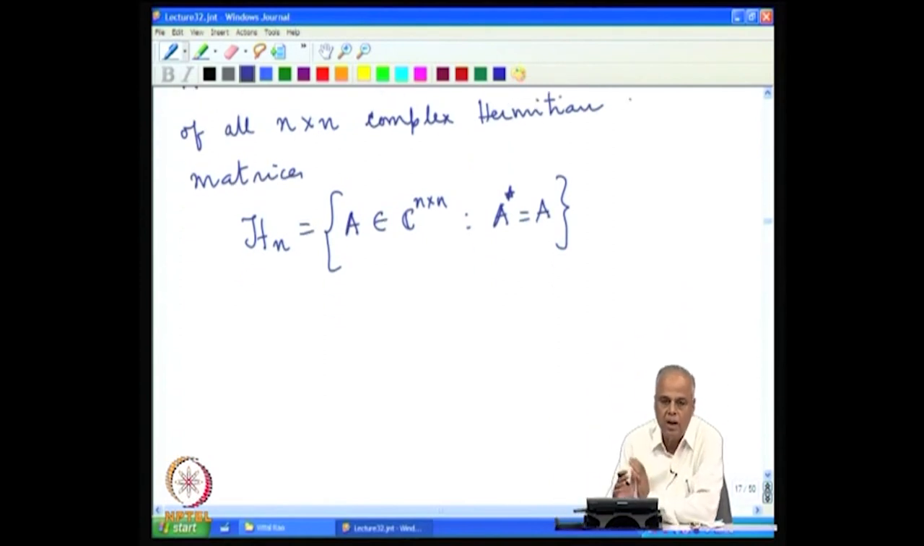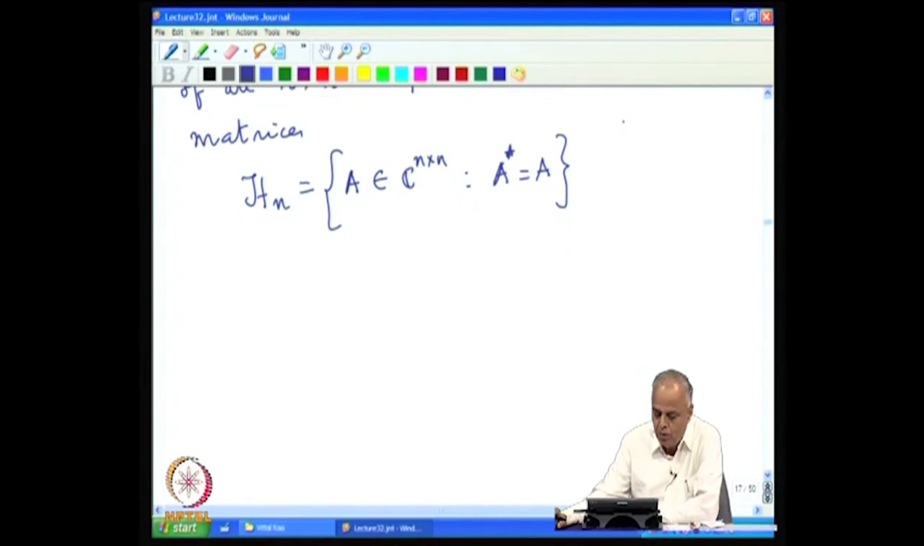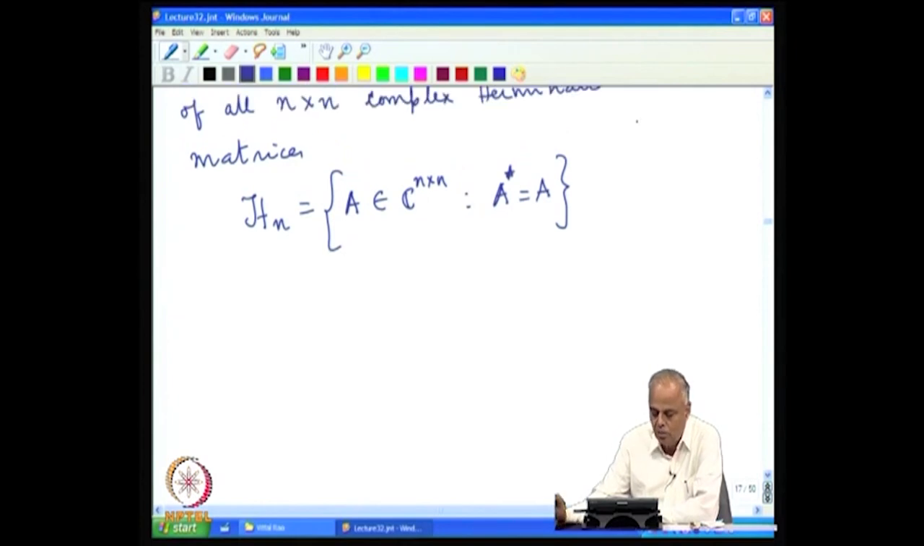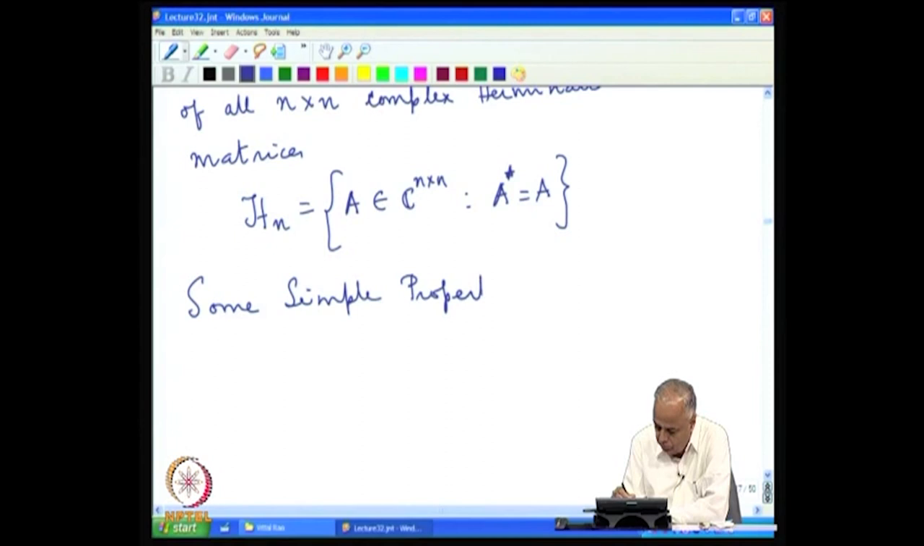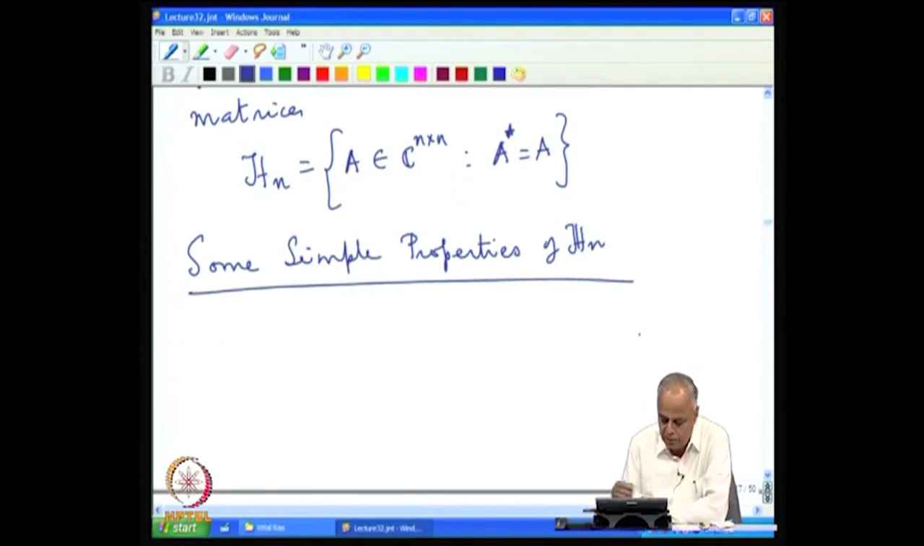Now, it is this class of matrices which has a very nice set of properties as far as their eigenvalues and eigenvectors are concerned. And it is this class that will be very useful in all our computations and in answering many of the questions that we raised in the beginning of the course. So, we shall study this class a little more closely. First, some simple properties of this collection of matrices.